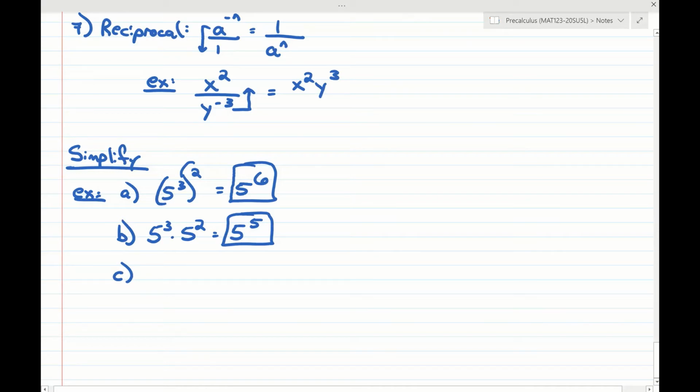Let's take a look at some variables now. What if we had 2 to the fourth, x to the second, all to the third power? Now there's no addition or subtraction on the inside, so we are allowed to distribute the exponents. This could be 2, 4 times 3 is 12, 2 times 3 is 6.